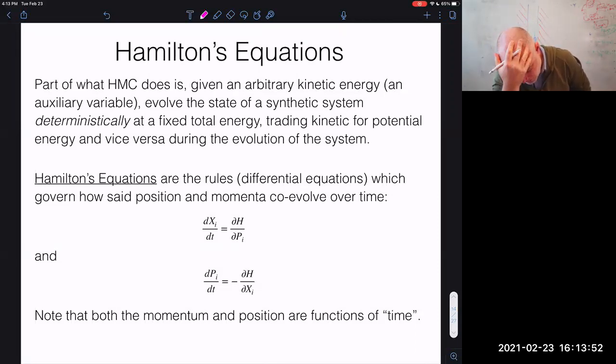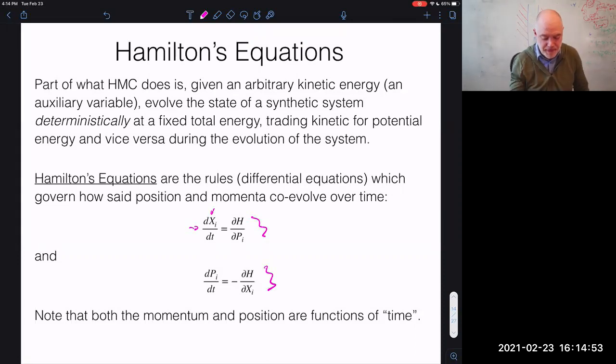So Hamilton's equations are the rules, or differential equations, which govern how said position and momenta co-evolve over time. And Hamilton's equations are these. Okay, and I think the thing to note is that the time derivative of the position, which we're eventually going to need to simulate the system, for a particular dimension or particle in our system, xi, is equal to the partial of the Hamiltonian with respect to the momentum of that particle. And the change in momentum of a particular particle over time is equal to the partial of the Hamiltonian with respect to the particle's position.